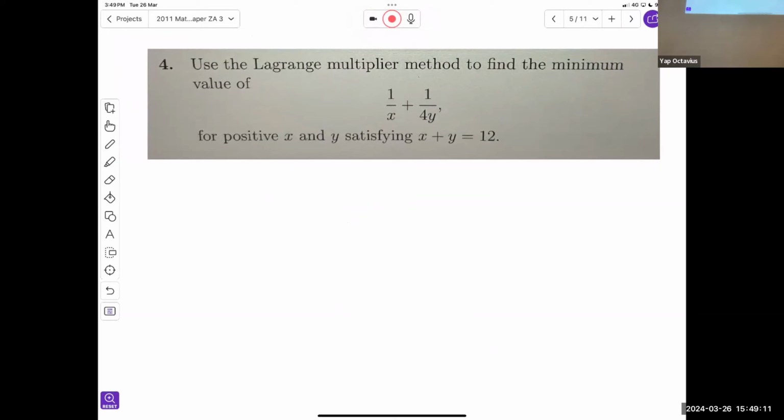So over here, they wanted us to use the method. So they already very specifically tell you which is the function and which is the constraint. The minimum value of 1 over x plus 1 over 4y, that one is your objective function, satisfying positive values. So positive values, x plus y equals to 12. Can you set up the Lagrange? Let me see your Lagrange. Lagrange is important because you do a few times of Lagrange multiplier.